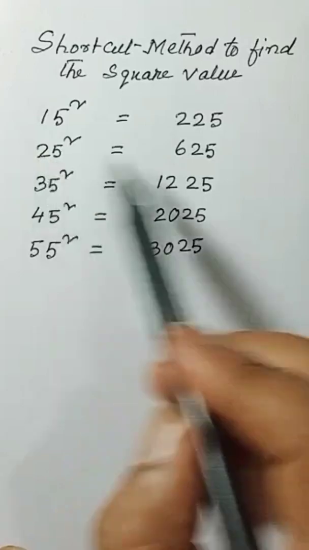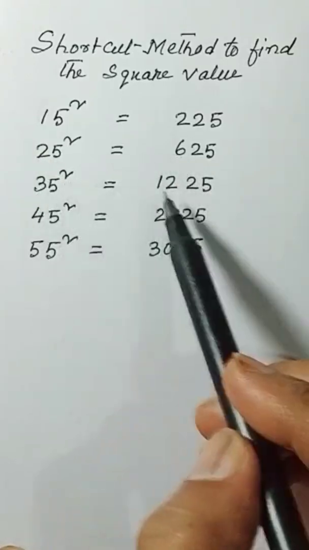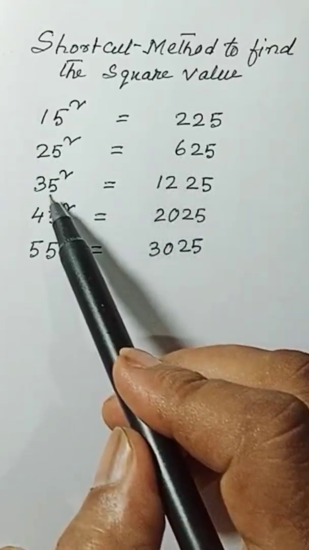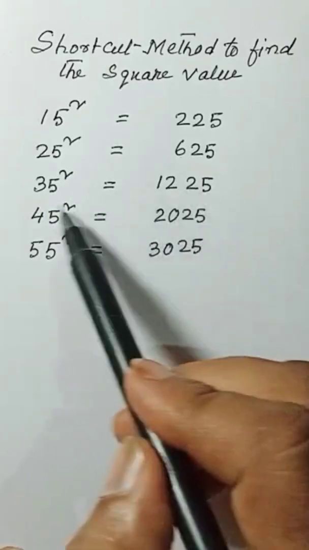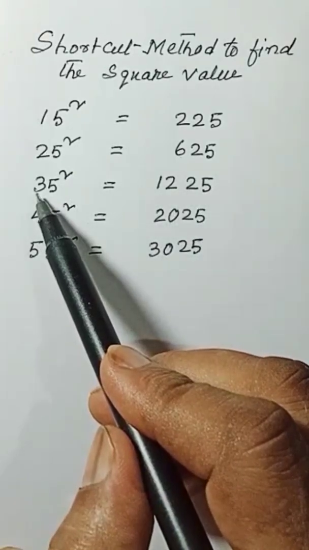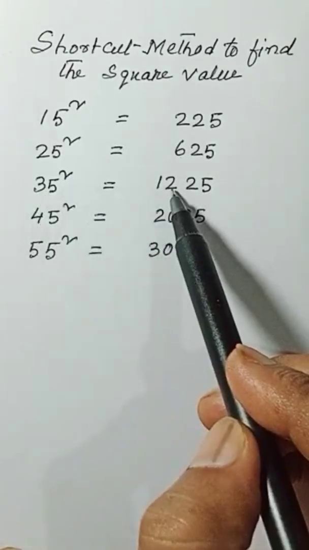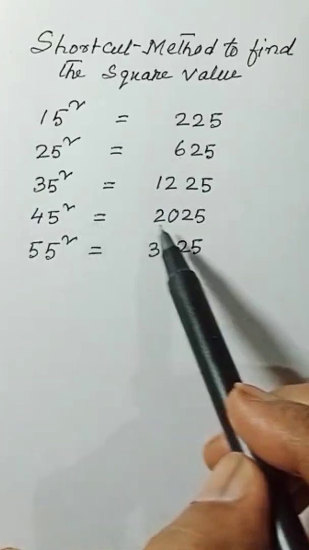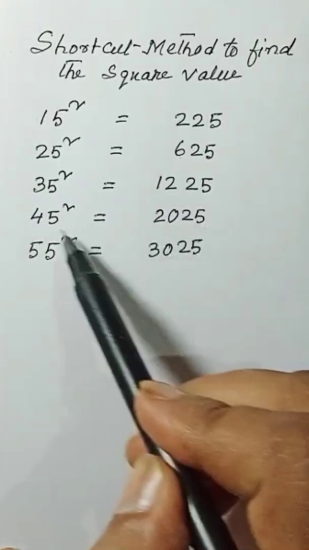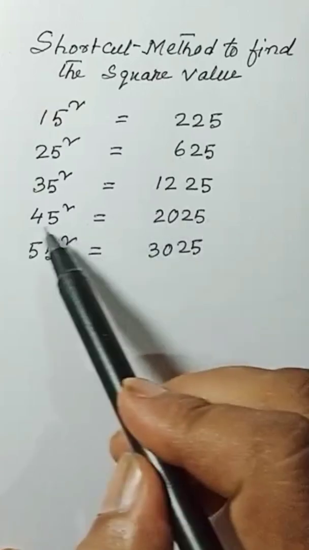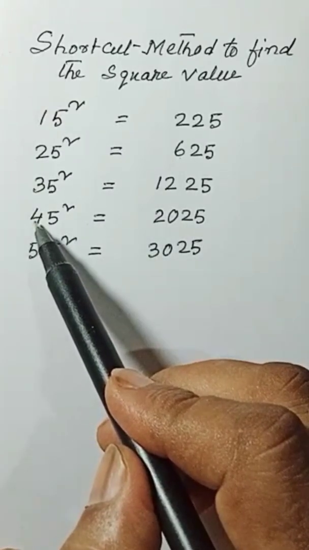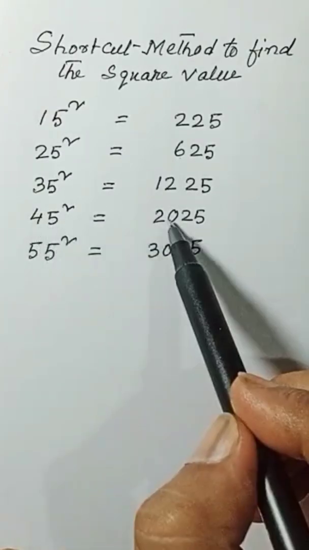2 3s are 6. 35 square is equal to 1225 because 5 square is equal to 25 and the next number of 3 is 4. 4 3s are 12. 45 square is equal to 2025 because 5 square is equal to 25 and next number of 4 is 5. So 4 5s are 20.